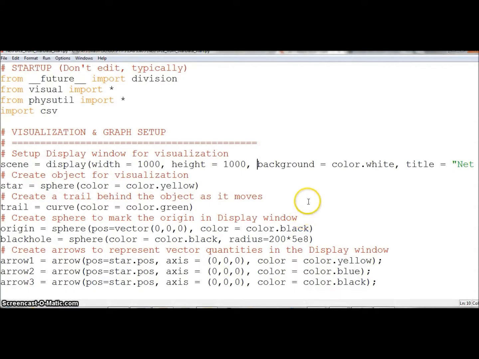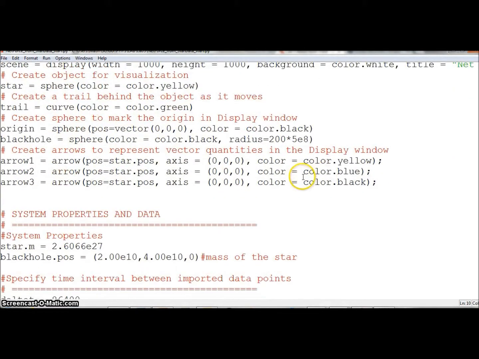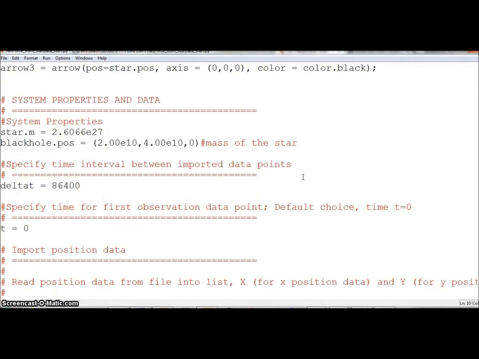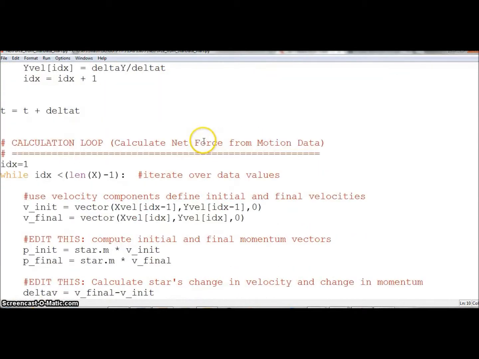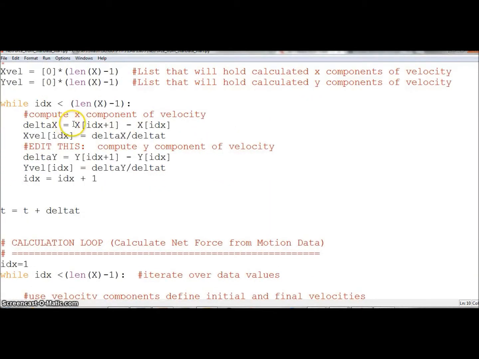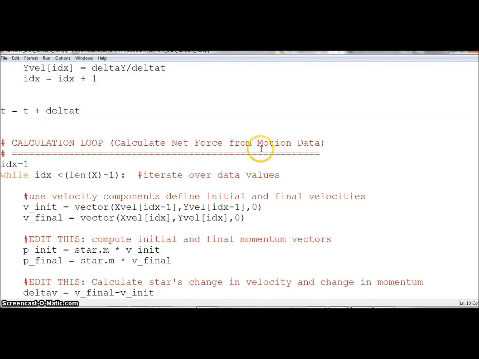Now, here's the code for the Python file that I used to model the motion of the star. Unlike in our previous labs, we're not inserting initial conditions to predict the motion of the star. We're using the motion to predict what forces were acting on it. Now, I've put the initial conditions here: the black hole position, the star mass, and right here I've got the way to calculate velocity. I go through and I find the position of the x and the position of the y, and I do the delta x over delta t to get the velocity, and delta y is the same thing, it's delta y over delta t.